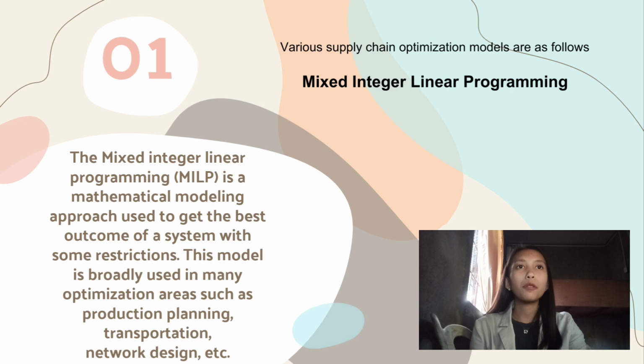We have first the mixed integer linear programming in supply chain. This is a mathematical modeling approach used to get the best outcome of the system with some restrictions. This model is broadly used in many optimization areas such as production, planning, transportation, and network design.